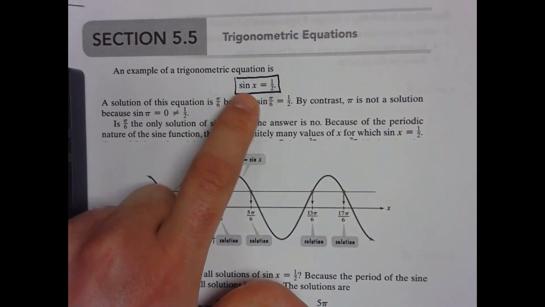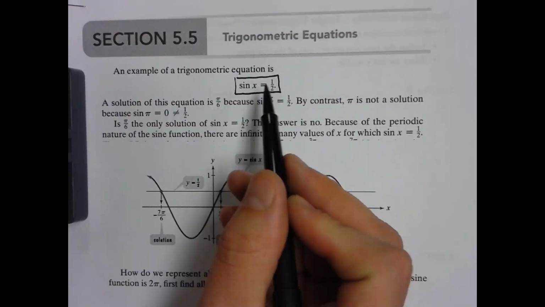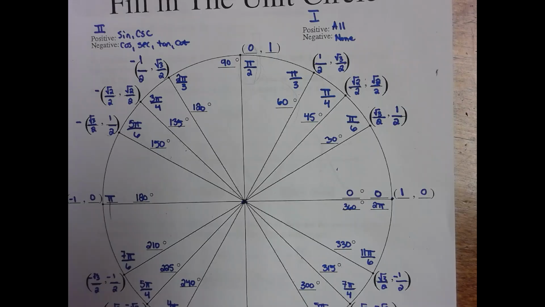Okay, so when we're solving trig equations, we are trying to describe the angle. Where do I get sine to be 1/2? Well, on our unit circle, remember that sine is equal to the y-coordinate on the unit circle. So where do we see a positive 1/2 for the y-coordinate? At pi over 6, and then again at 5 pi over 6.